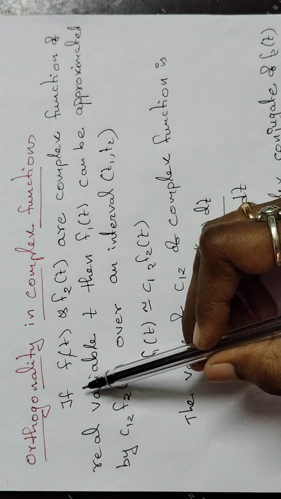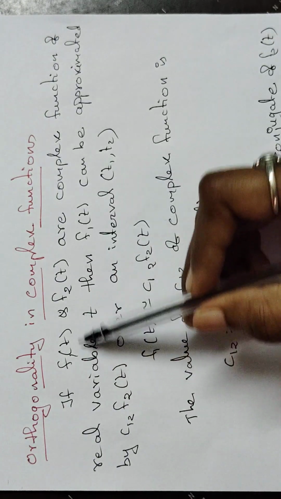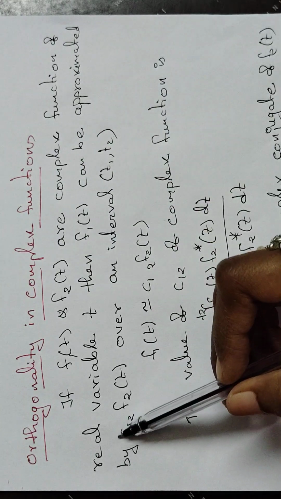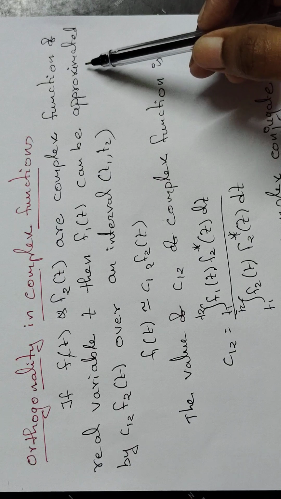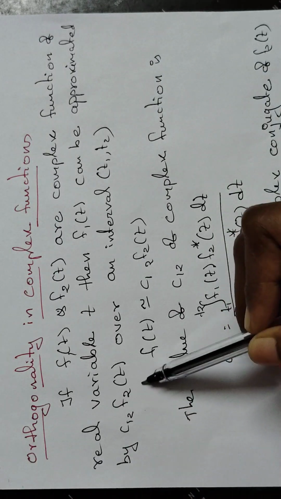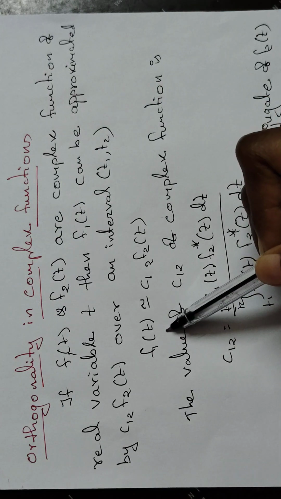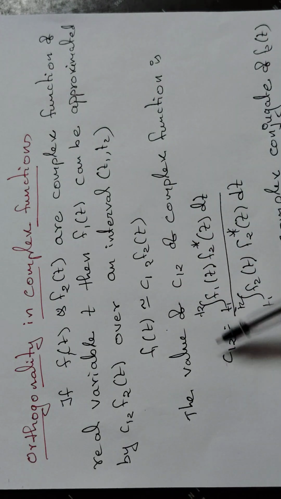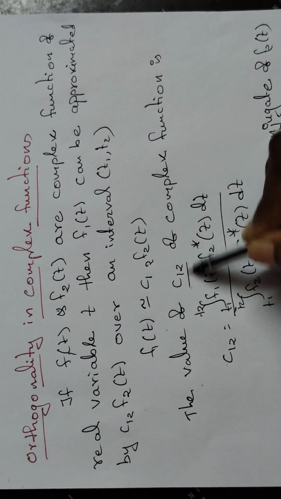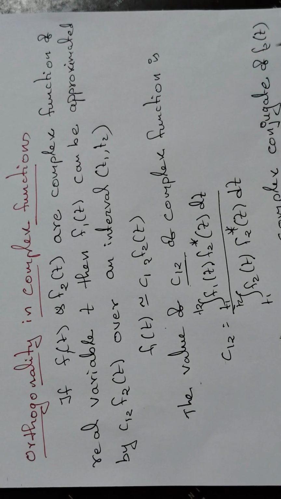For example, if you take the signals f1 of t and f2 of t, these two are complex functions of real variable t. Then f1 of t can be approximated by c12 f2 of t over an interval t1 to t2. That means f1 of t is nothing but c12 f2 of t. Here, how do we find the value of c12 for complex functions?